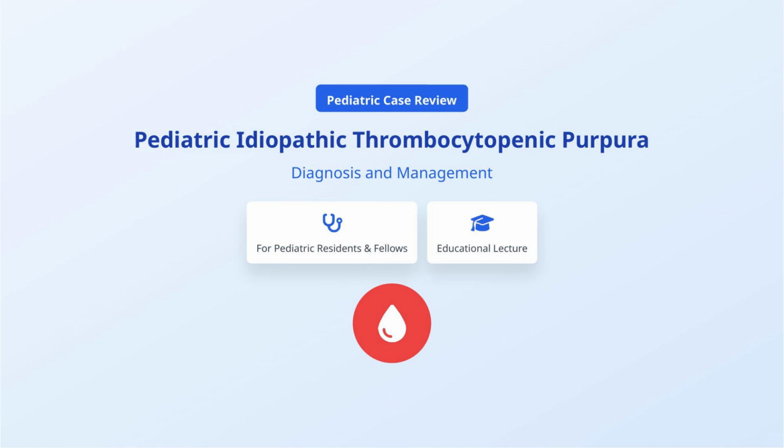Welcome to Pediatric Case Review. Today's lecture covers idiopathic thrombocytopenic purpura in children, an important hematologic disorder you'll encounter in clinical practice. We'll explore its presentation, diagnosis, and evidence-based management through case-based scenarios.